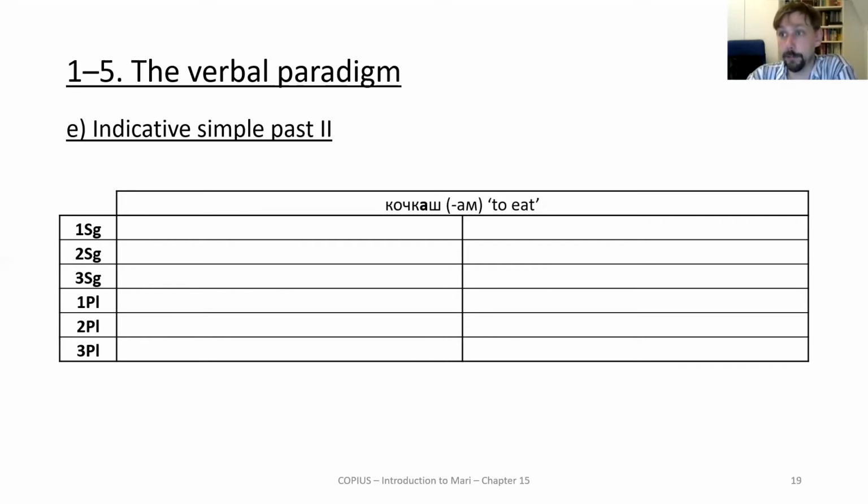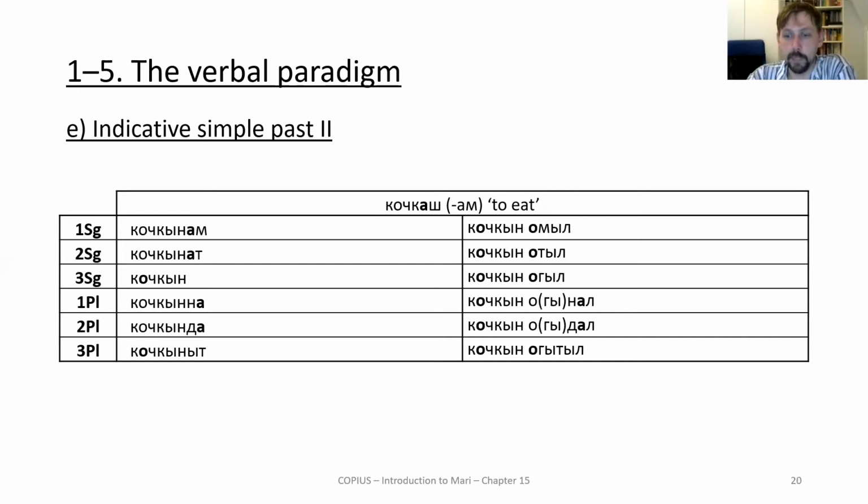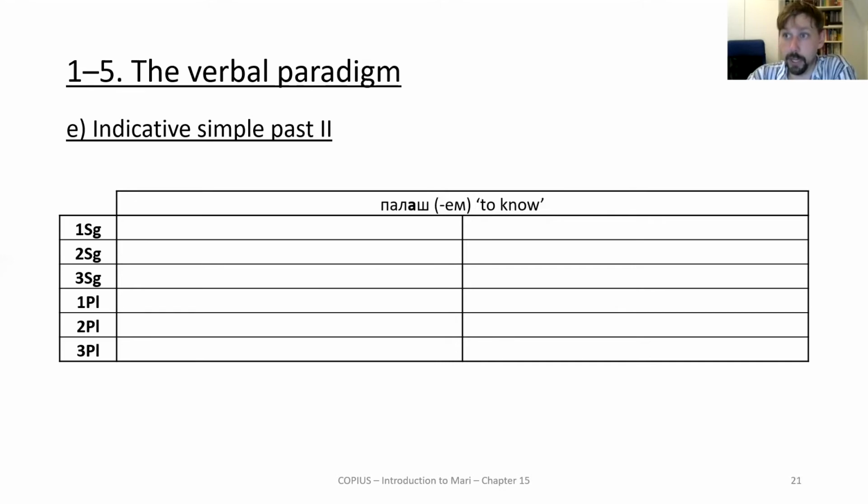Okay, and finally the indicative simple past two, the more commonly used past tense form and the one that is easier to form. First conjugation and second conjugation.